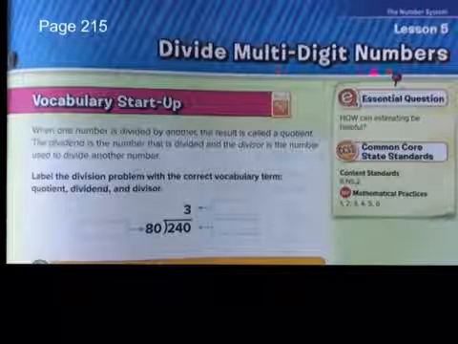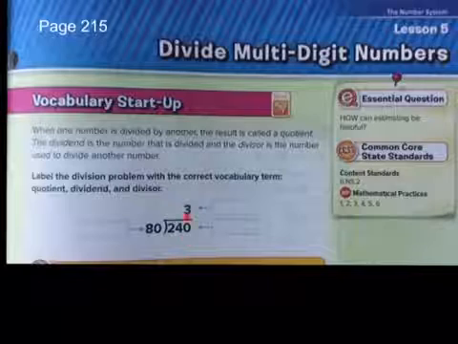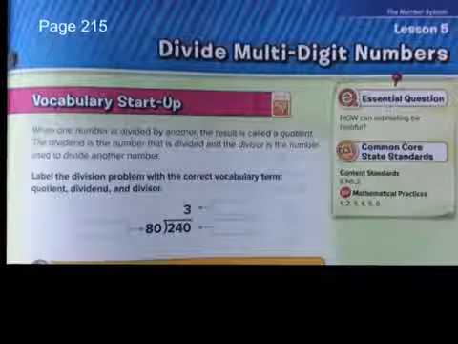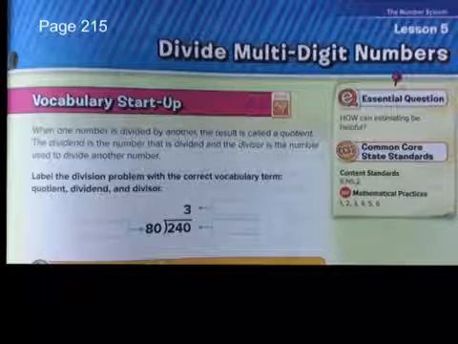Divide multi-digit numbers. So we're going to divide whole numbers, but multi-digit. It could be in the tens or the hundreds, as you can see right here. We're practically just dividing for now. In the future we will divide with decimals.